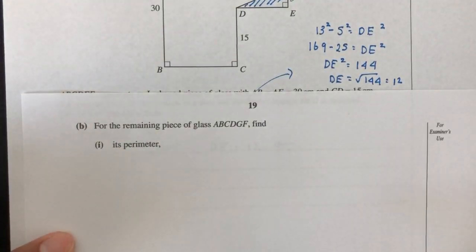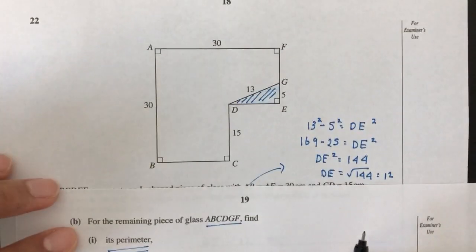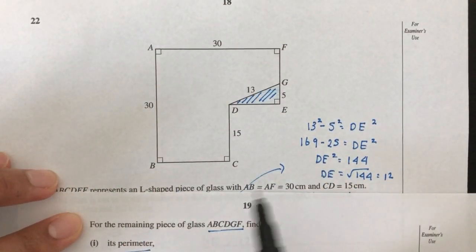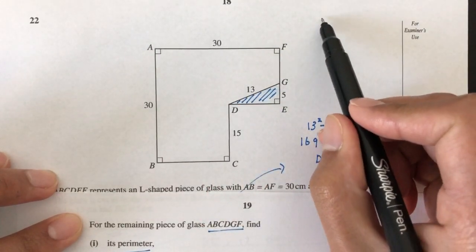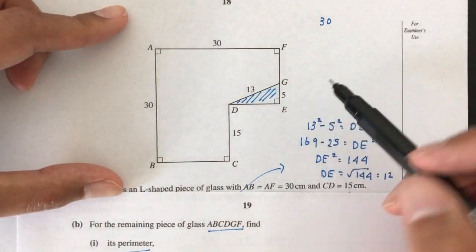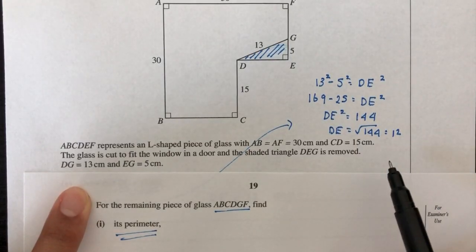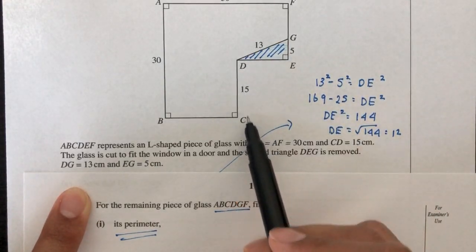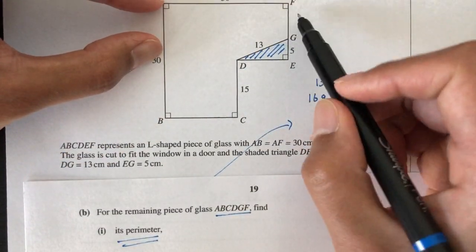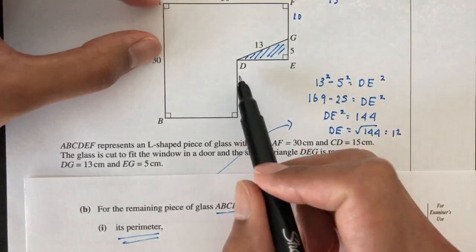Now for part B, it says, for the remaining piece of glass, find its perimeter. Perimeter is the distance around, so let's find that. What is the distance around this remaining piece? Let's start here. We have 30 plus, what is this length? This length here is 15, as we have seen. This is 15, this is 15, this also will be 15. So this one is 15 minus 5, which is 10. So plus 10. This is 13, and this is 15.